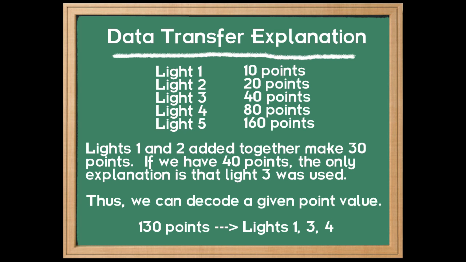If you look, lights 1 and 2, when you add them together, make only 30 points. So if you have exactly 40 points, the only explanation is that light 3 was used. It's not the previous two lights because that's not enough points. Thus, we can extend this idea to say that we can decode any given point value. So if you look, 130 points, the only way you could have possibly gotten 130 points was from using lights 1, 3, and 4. You can try any other combinations, but it's not going to work because of the way we set it up.